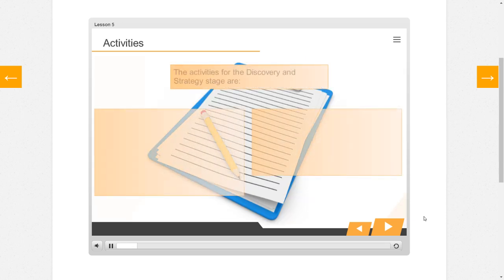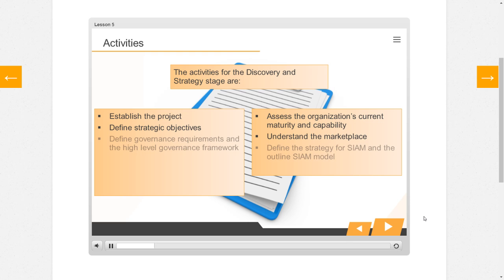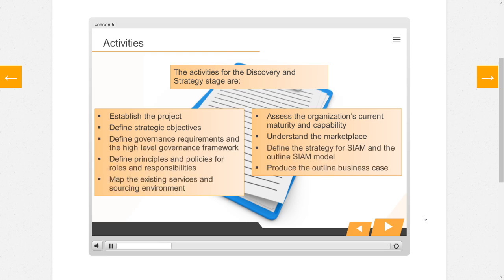On screen, you can see the activities in the discovery and strategy stage. A SIAM transformation will be managed as a project using the customer organization's preferred project management methodology. If the customer organization is using a consultancy to support them as they adopt SIAM, the consultancy might provide project management advice. Everything that is done in this stage is at a high level, for example, producing an outline business case. As the roadmap progresses, more and more detail is added.